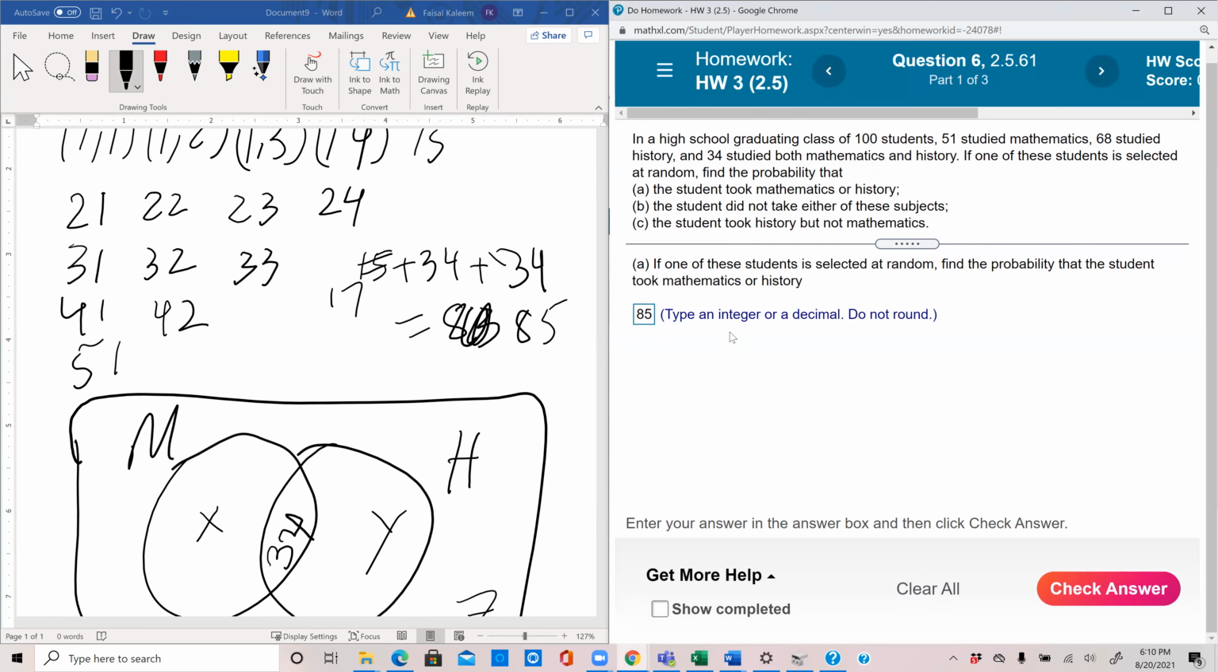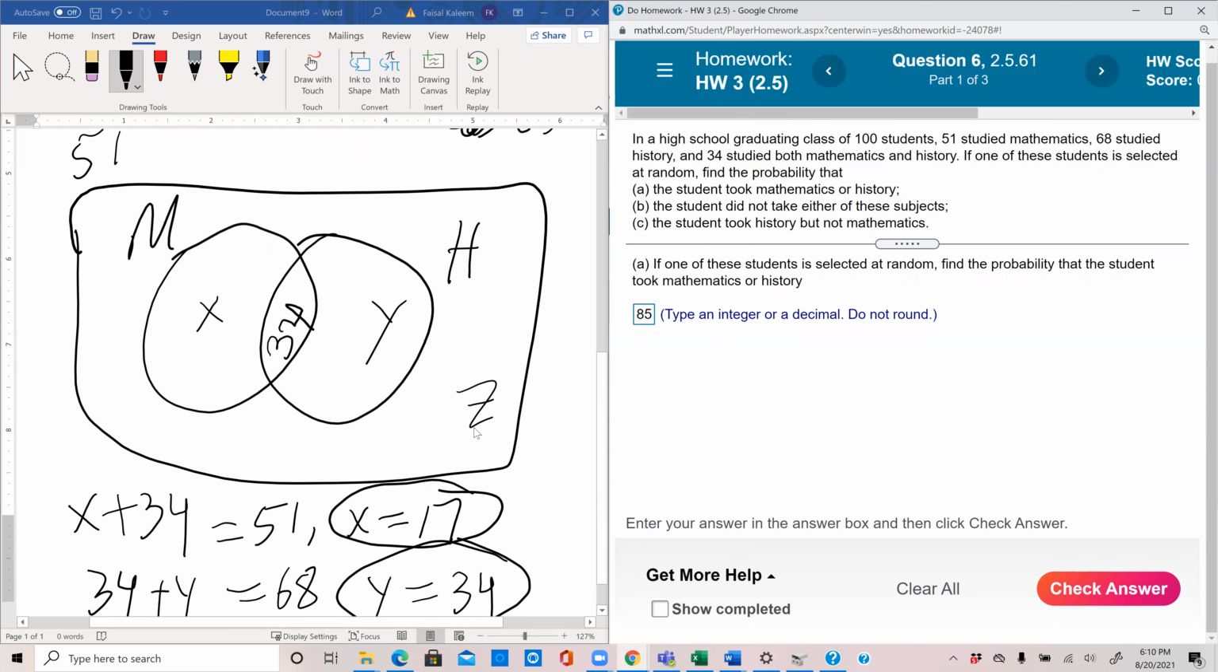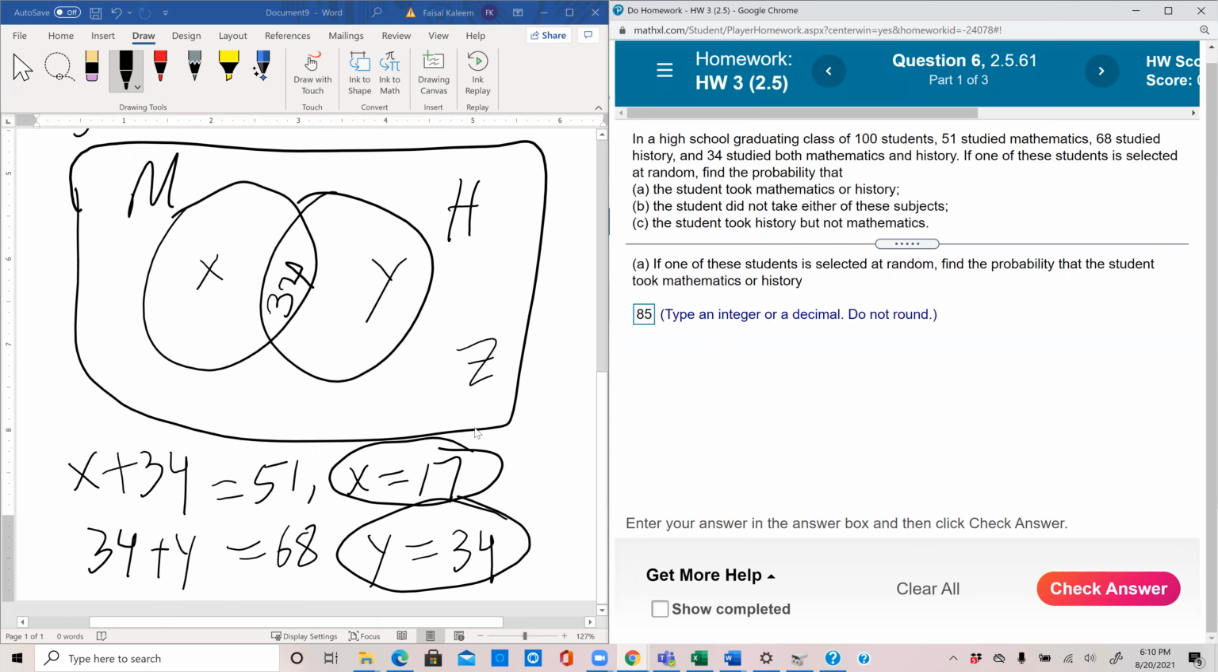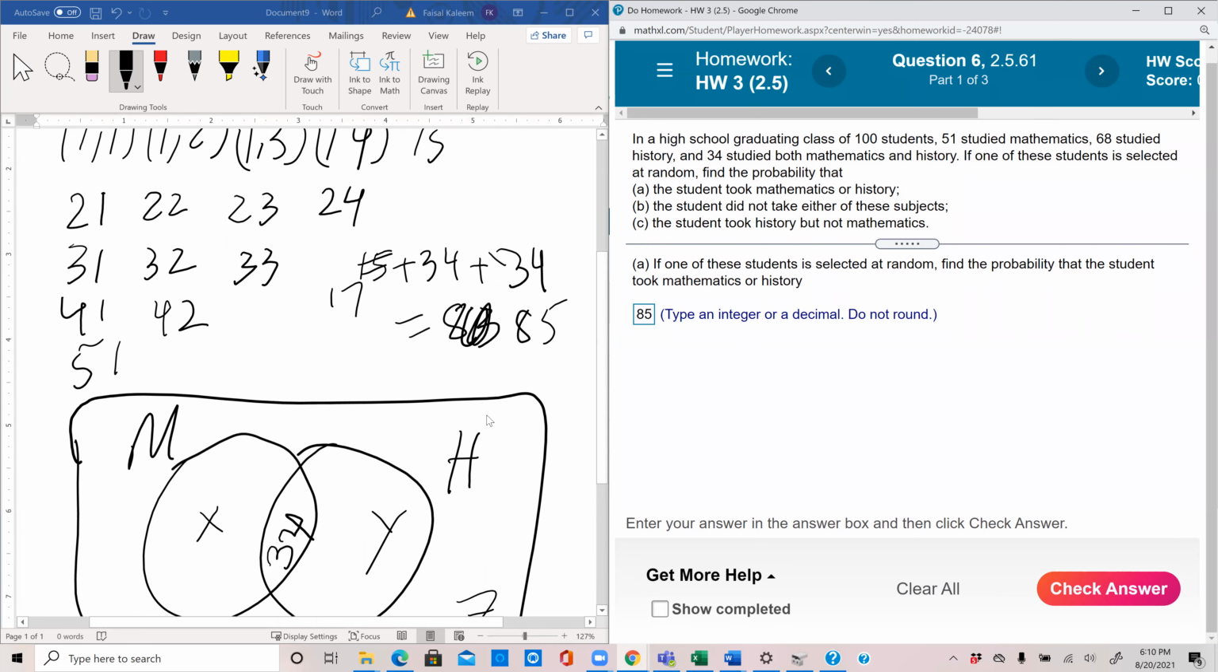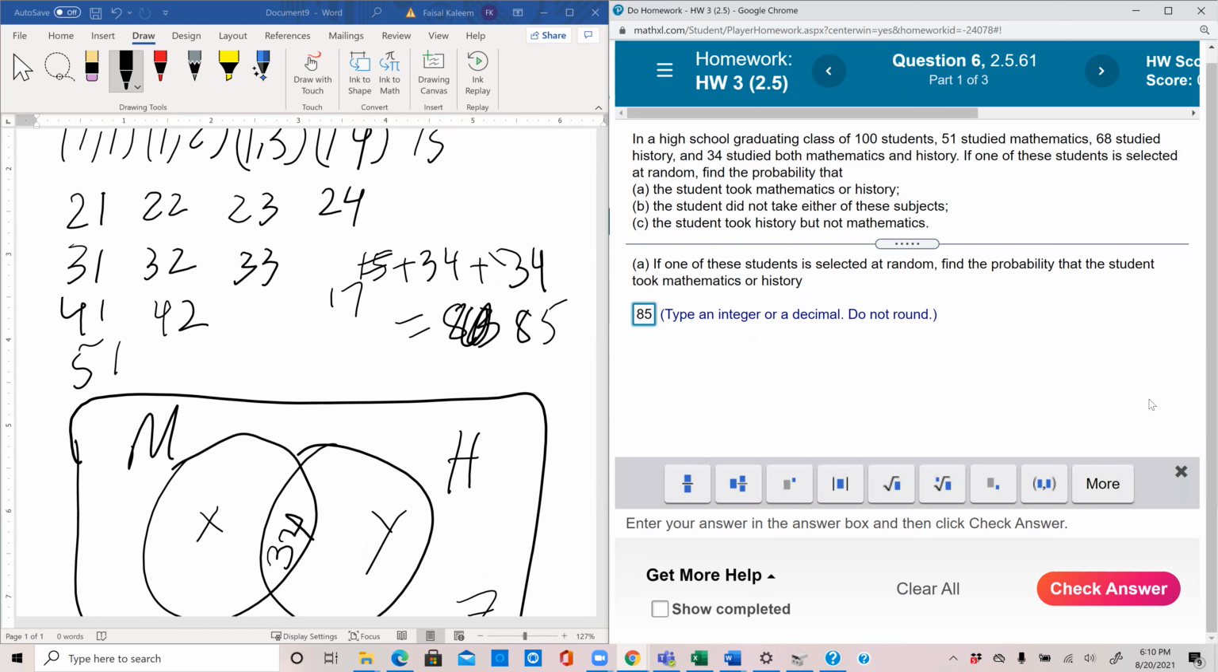Student took math or history. So X is 17, Y is 34. So X plus 34 plus Y is 85. We have to find the probability. So 85 is the number, divided by 100. 100 is the total students, so that's 0.85.